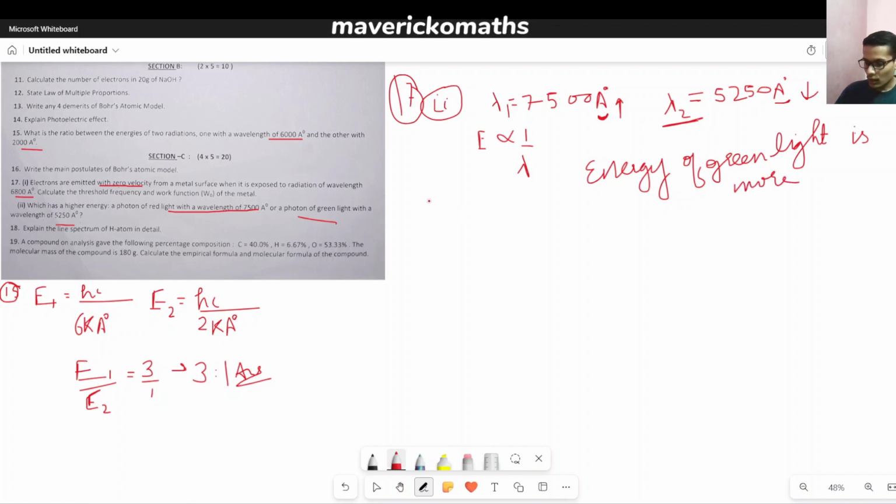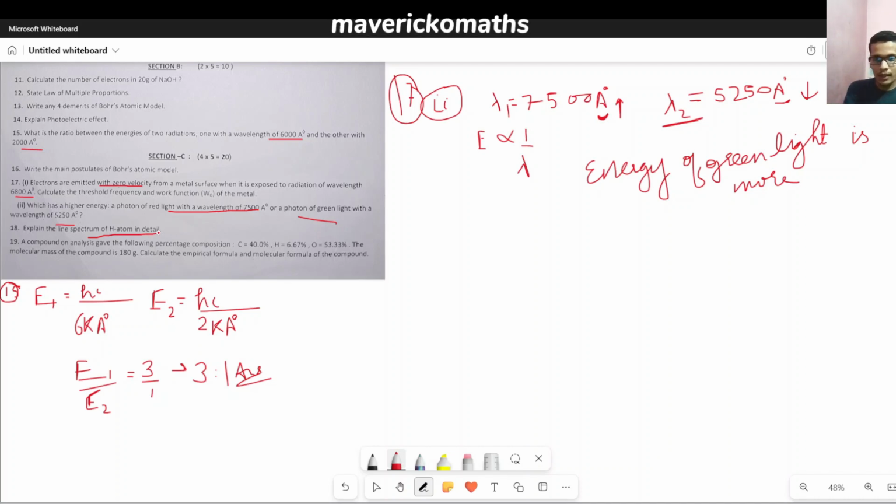Okay, all right. Now comes the 18th question. Describe or explain the line spectrum of the hydrogen atom. In detail, you have to write Lyman, Balmer, Paschen, Brackett, Pfund, Humphreys, I guess. Next question, the favorite question of every school. This question you will see in your annual examinations, in your midterms, and everywhere.